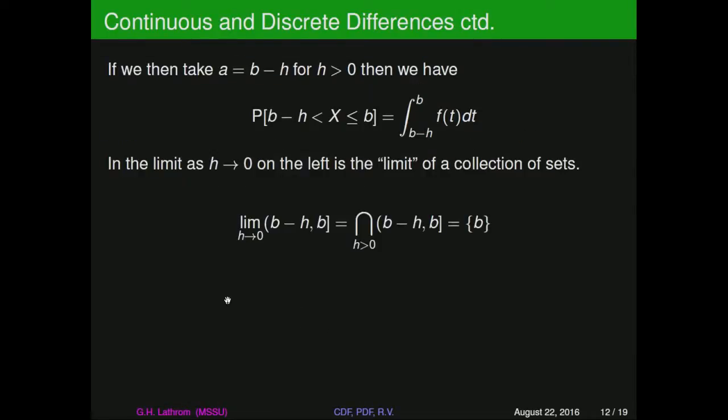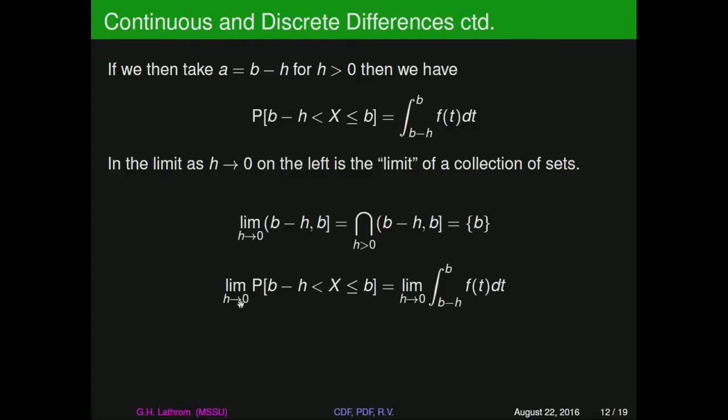Well, a naturally intuitive way of thinking about that in this particular case is that the limit as h goes to 0 of this sequence of sets is going to be the intersection of all of those sets. The only element that's going to be in common with every single one of them is our singleton value b.